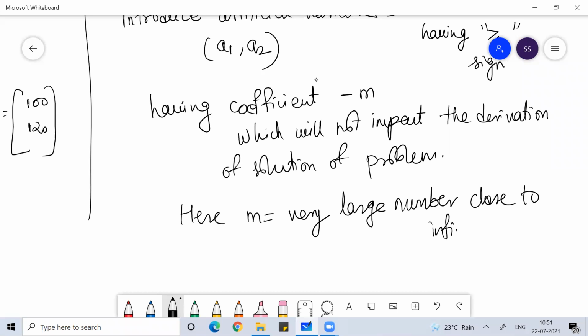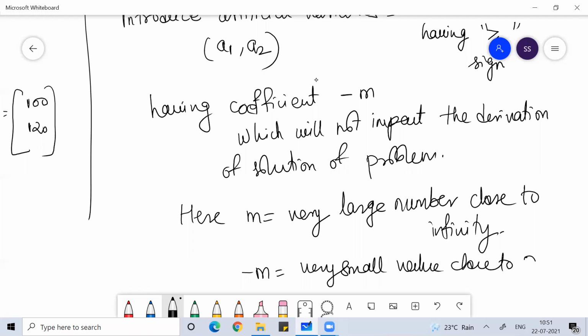It's not exactly infinity, but it's close to infinity, approaching infinity. Okay, so minus M will be a very small number close to zero. If M is a very large number close to infinity, then minus M would be a very small value, close to zero. So the purpose of introducing this minus M coefficient is to make sure that it should not impact my solution. We don't have to consider these values.